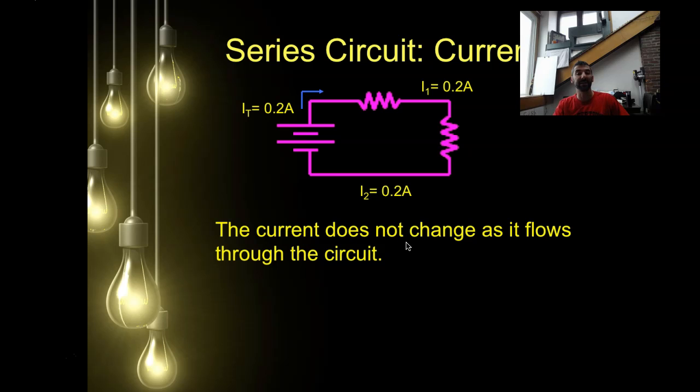My current rule is different. Now, in a series circuit, this one's the easiest one. Current always stays the same. Why? Because the current goes through the entire circuit. It's the actual electricity.